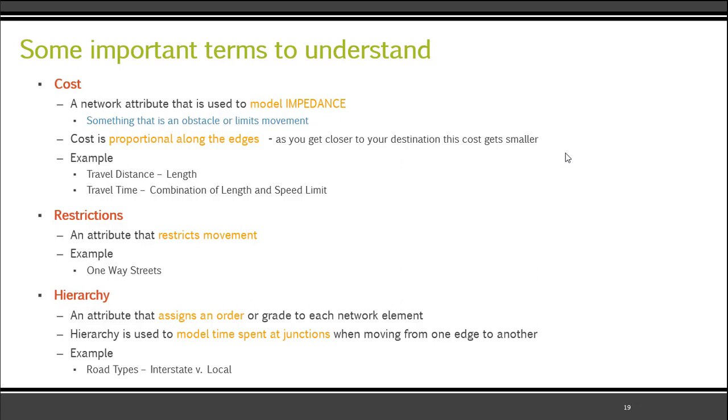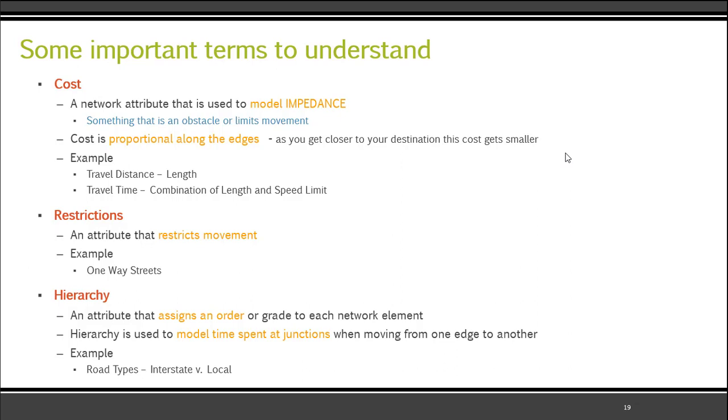Then there's the concept of hierarchy. This is an ordered grade for each network element, so for each network edge. Hierarchy is used to model the time spent at junctions when you move from one to another. So hierarchy really looks at your road types. You have your higher hierarchies, which are your limited access interstates, and your lowest hierarchies, which are your local roads. So on that continuum, it's going to assign a hierarchy number to each type of road in the system.